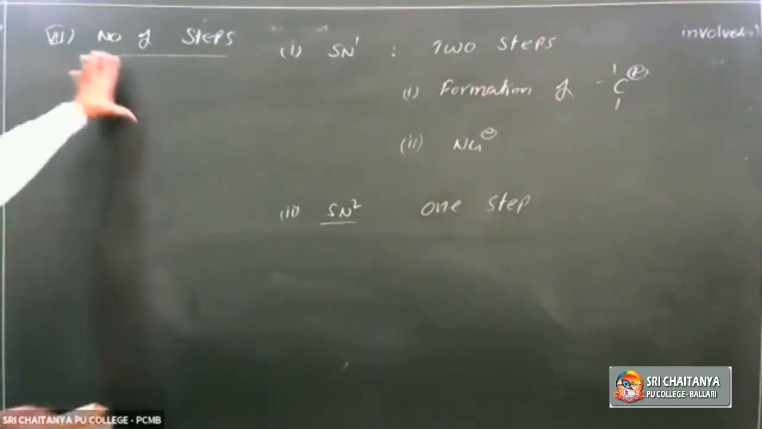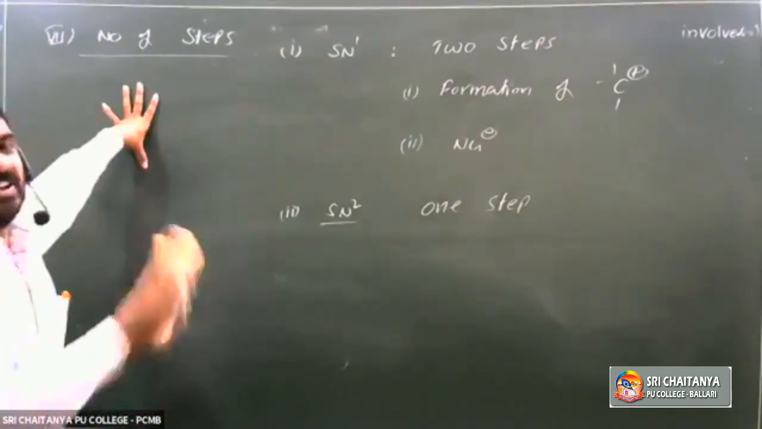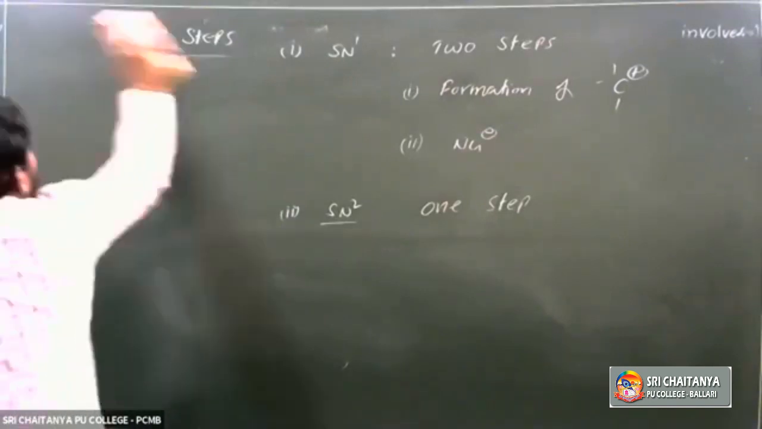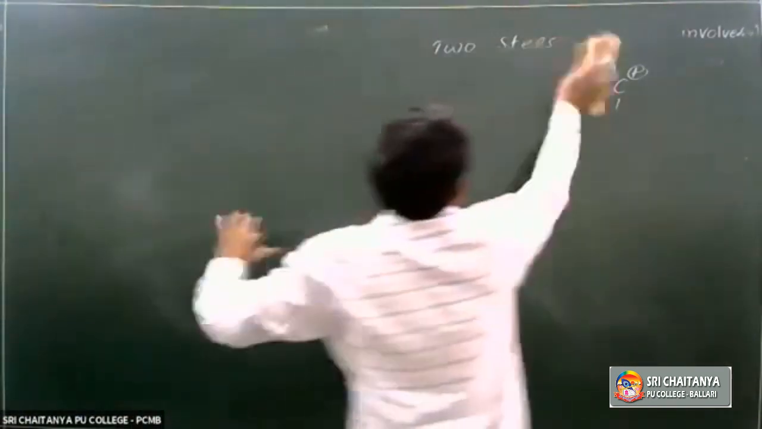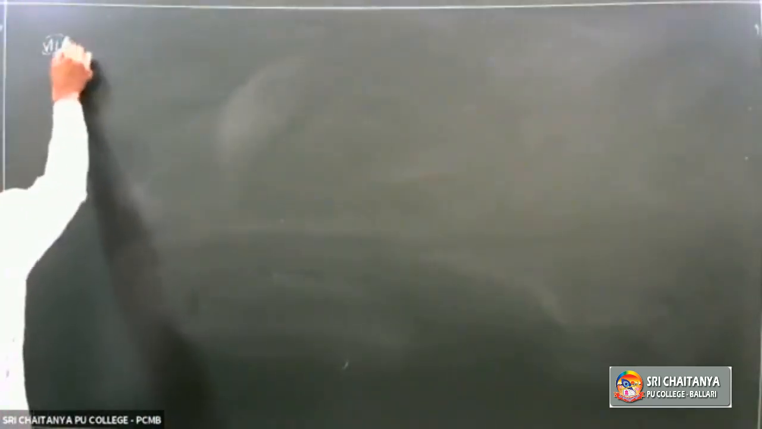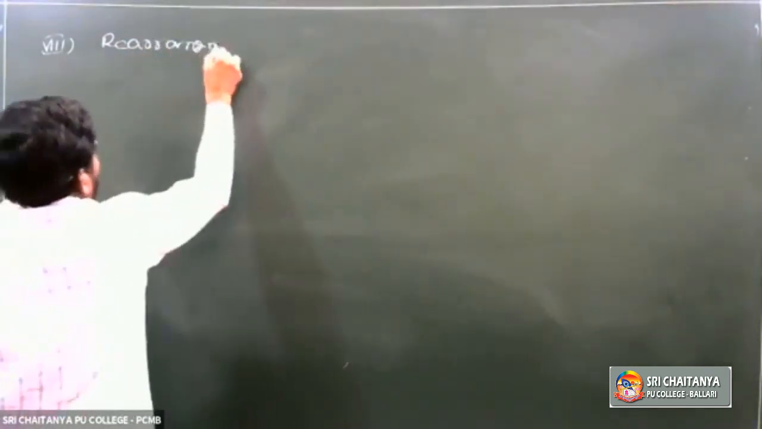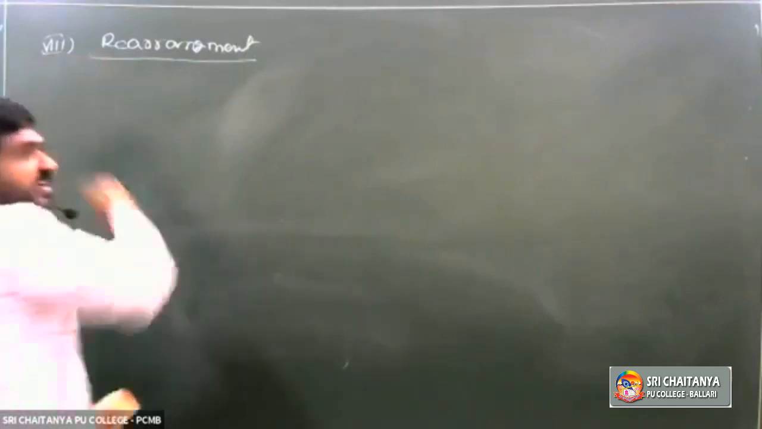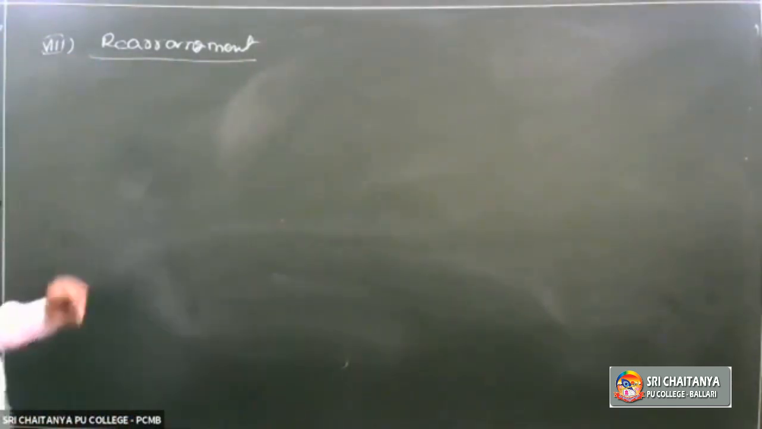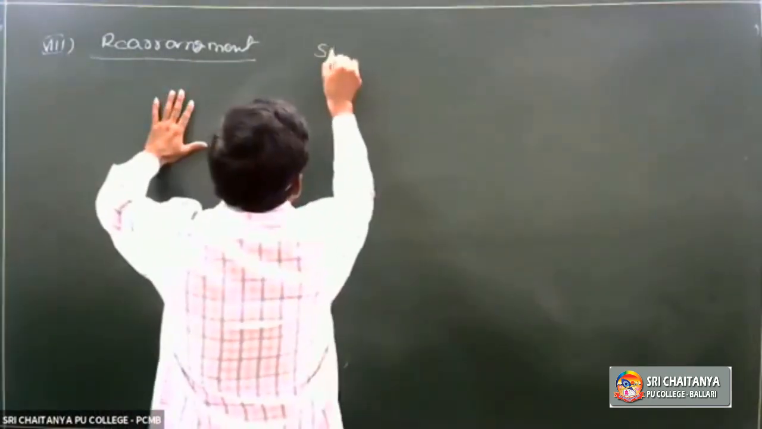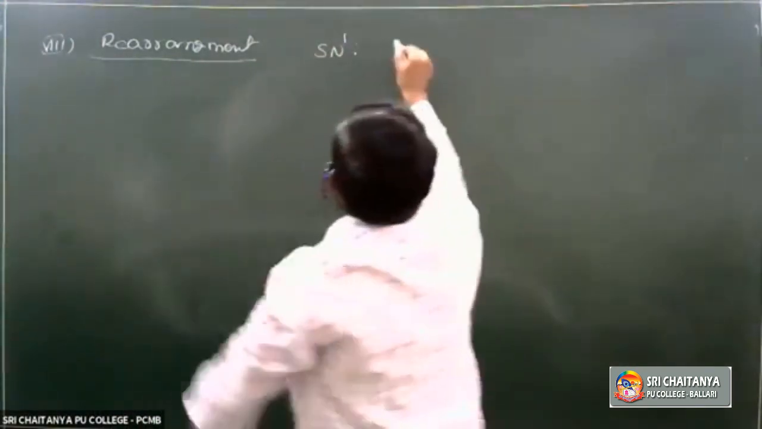The next one, so that is the number of steps. Before that, kinetics and molecularity. The next one, the 8th one, is rearrangement and catalyst. Rearrangement: in case of SN1 mechanism, a carbocation is formed. So in SN1 mechanism, rearrangement is possible.